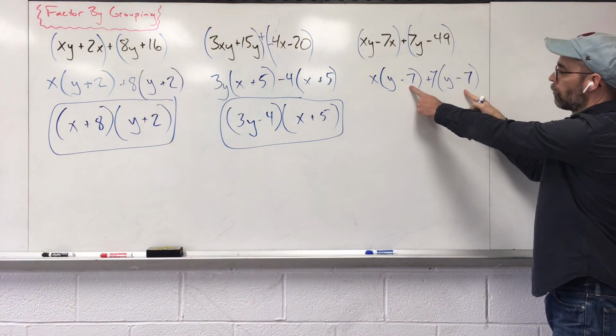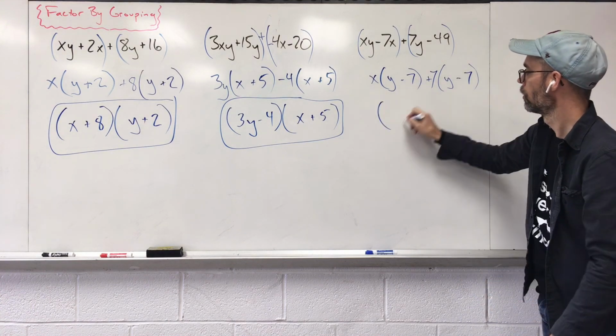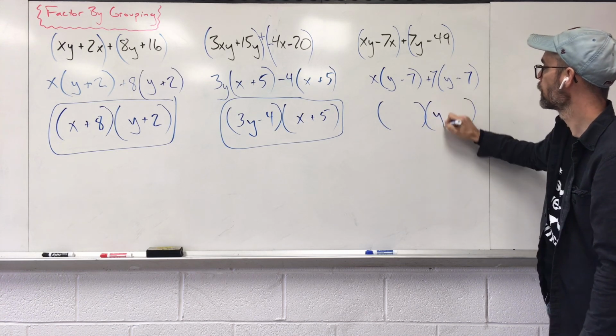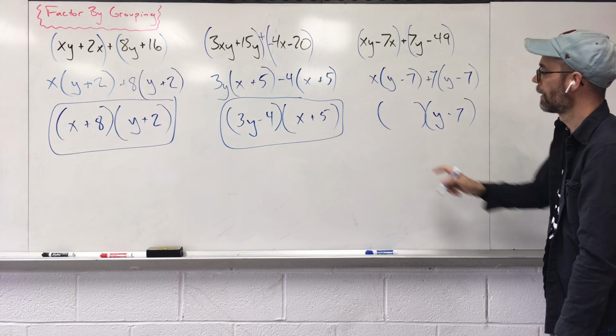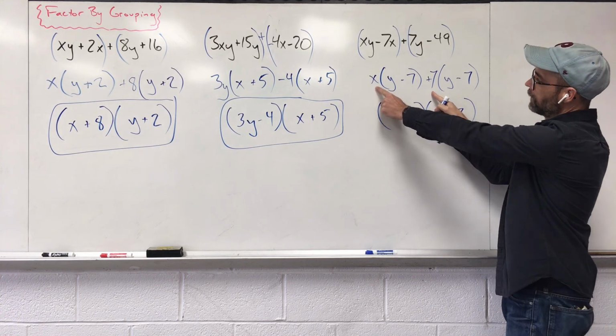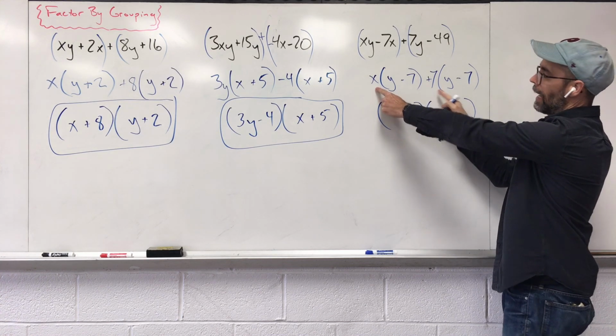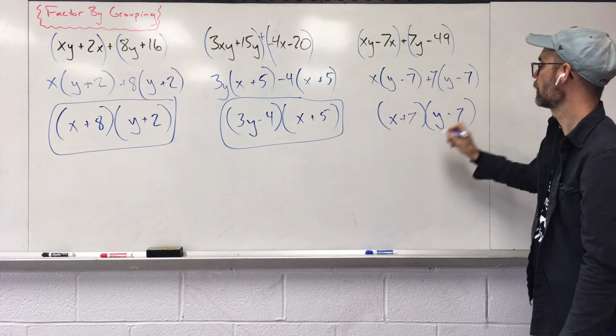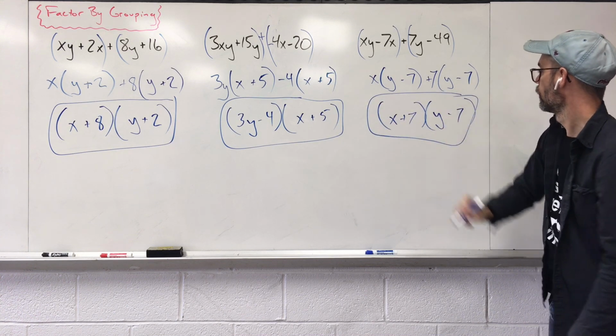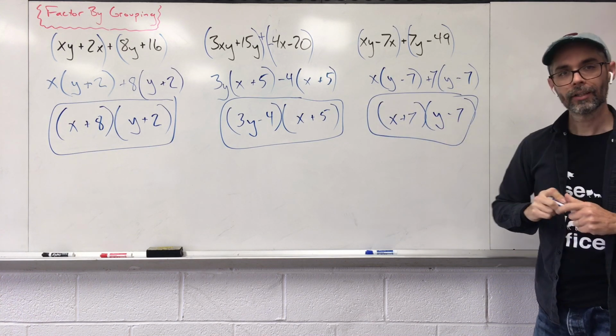Our parentheses are the same, so we keep 1. The first one, we're going to fill in with what we took out: x plus 7. And that is factoring by grouping.